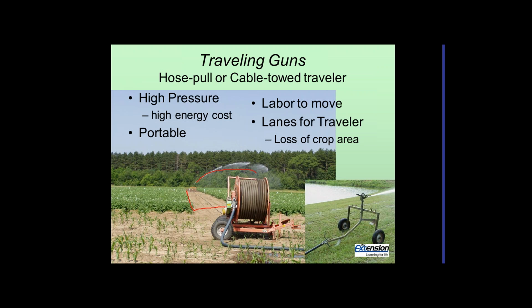So we've got this area where we lose crop production because we have to lane for this traveler to get pulled back to the reel. And as it pulls back, it keeps flipping around and watering the territory. So that's a disadvantage, but they're very flexible, the fact that you can do odd-shaped fields or corners of fields, etc.